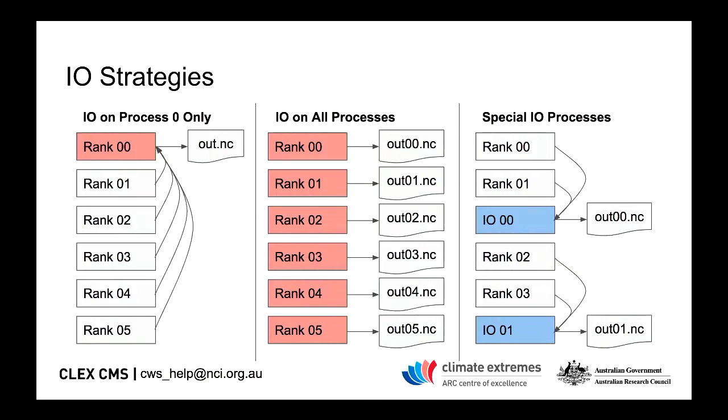Another way to do it is to have specialist I/O processes. Their only job is to deal with writing out data. So we can send data to our I/O process and it can write out its output file, but the compute processes can keep going because they don't have to wait for that one I/O process to completely write out its file. So that's a method used by WRF and the UM.